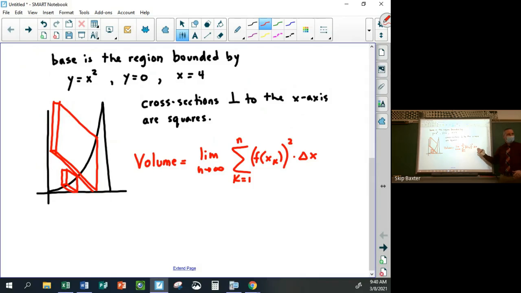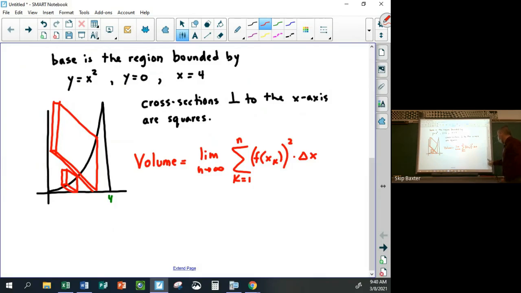Does everyone agree? This is length times width times height when you picture a pizza box. The length and width are both the same, so that's why this is f of xk squared, but the height is just that little tiny change in x. Which again, if I'm taking equal width things, this is from 0 to 4, this would be 4 divided by n, right? That would be the width of each box. Everyone cool with what I have so far?